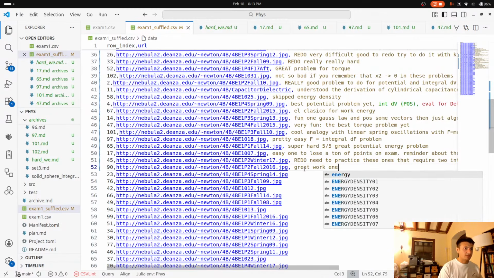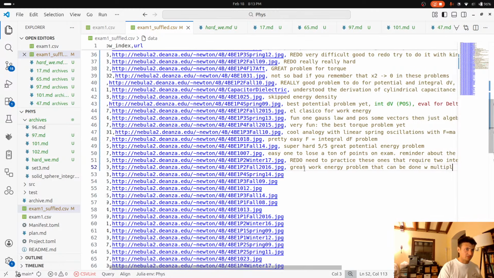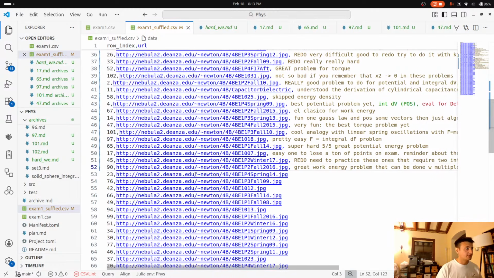Great work energy problem that can be done with multiple systems. 23.